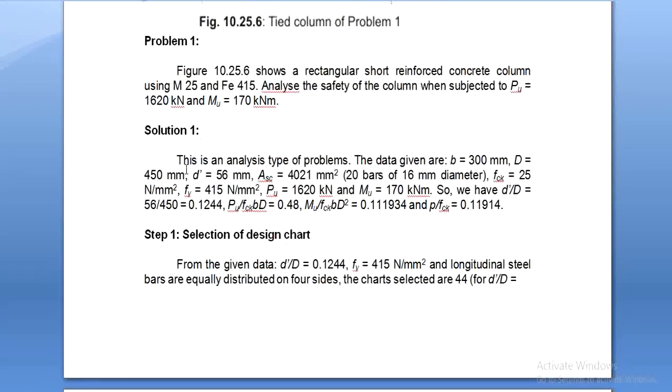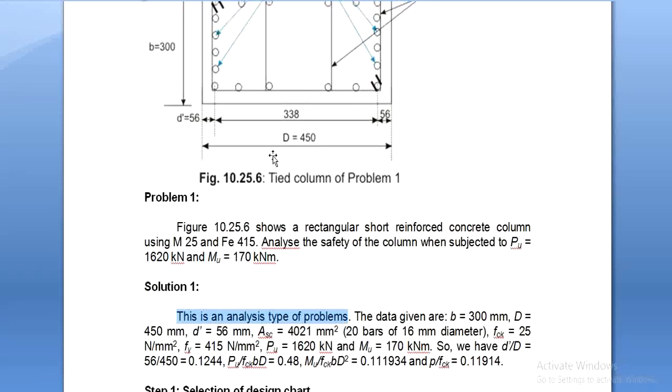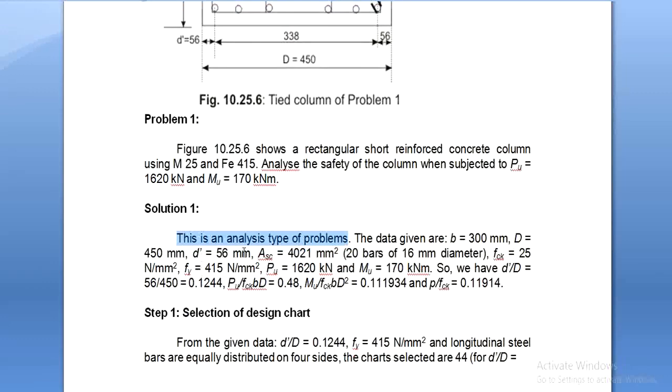Now you can see here Solution 1. This is the solution for this particular problem. This is an analysis type of problem, because all the data is given and we need to just check the safety. The data given are b equal to 300, D equal to 450, and d dash equal to 56.